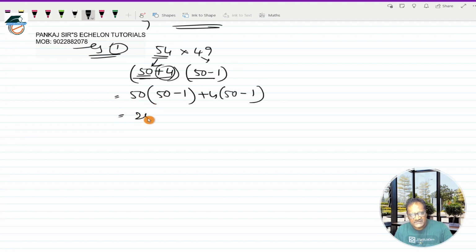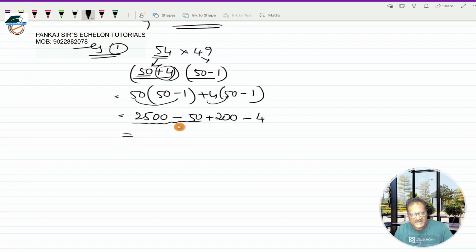5 square is 25, and then two zeros, so it will be 2500, minus 50 into 1, which is 50. Then 4 into 50, there will be a plus sign. Then 5 into 4 is 20, and there's one 0, so add that 0 over here. Then plus 4 into minus 1 will be minus 4. Now just do the other things.